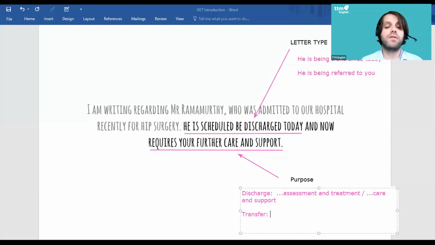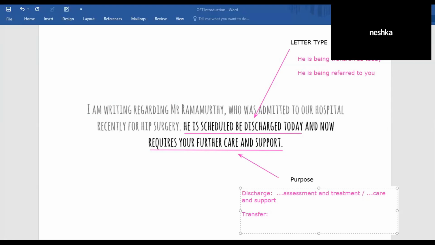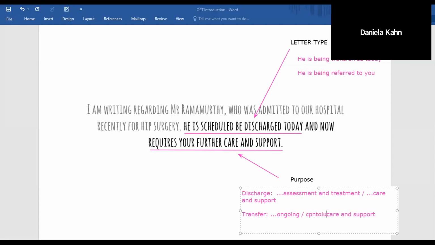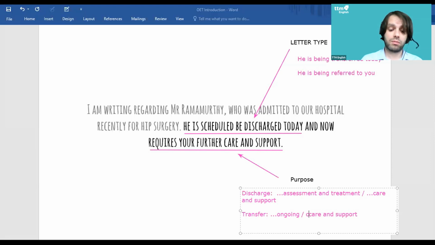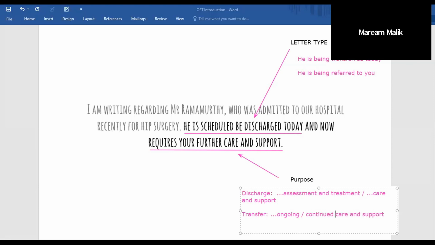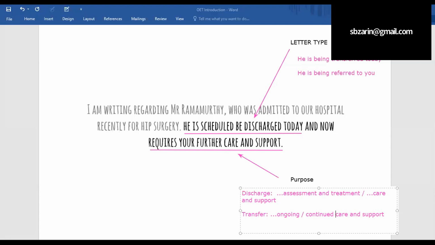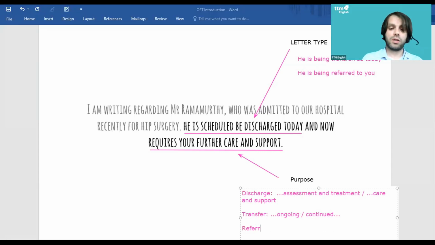What would you say for a transfer? Ongoing care. It's always ongoing care and support, right? Or ongoing treatment. It's that word ongoing or continued. Continued. If you're writing to a GP, though, would you say care and support? No. Right? So you might say continued treatment and management. Yeah, continued whatever. But the key things are those words here. I'll just take it like that, right? Continued, ongoing. What about referral to a specialist?